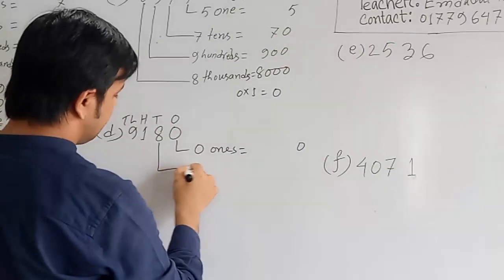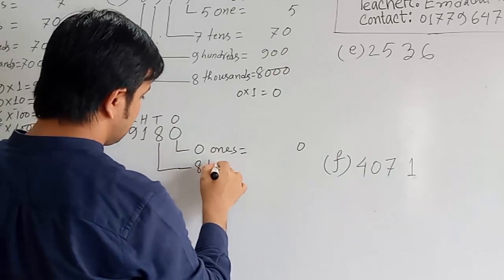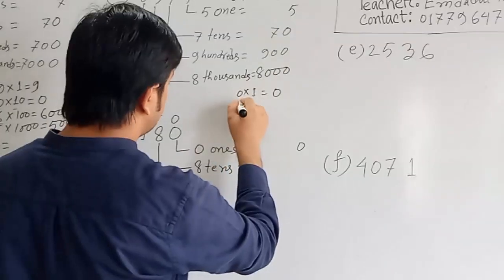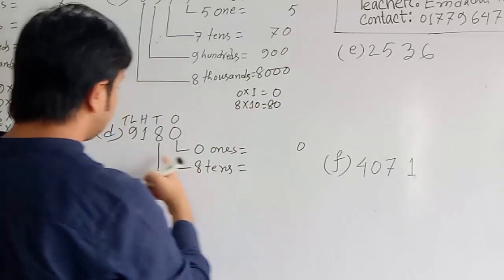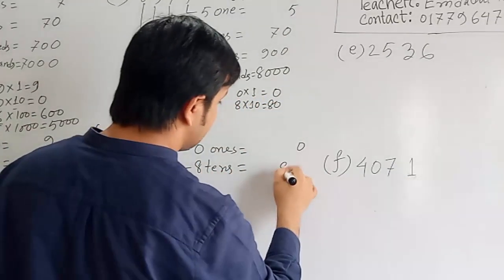Now second digit, tens position, that is 8 tens. So we have to multiply 8 by 10, this will be 80. So we can write place value of 8 in this number is 80.